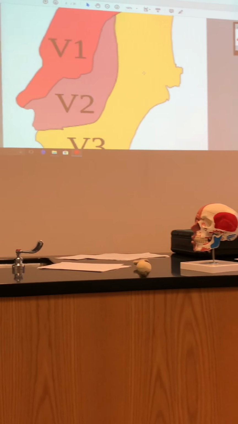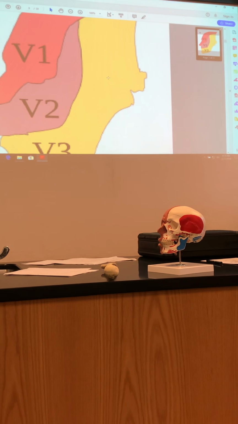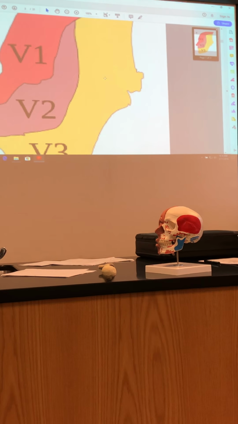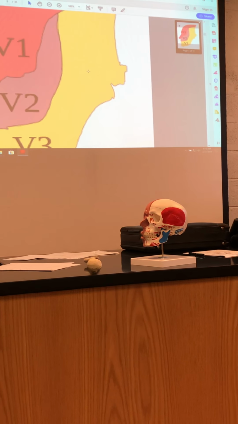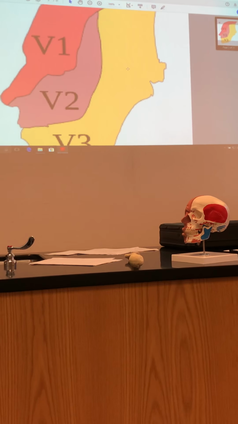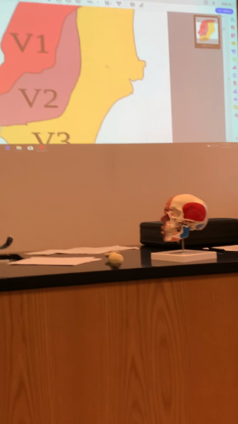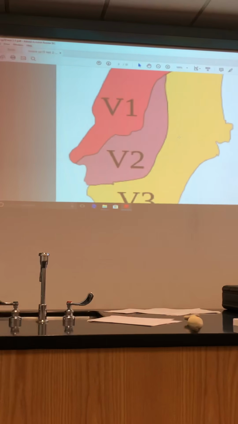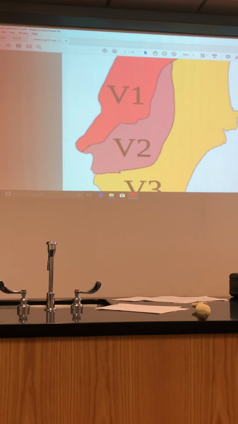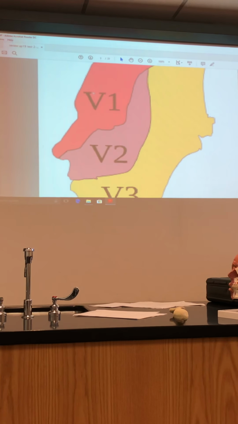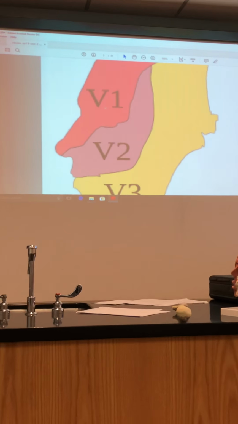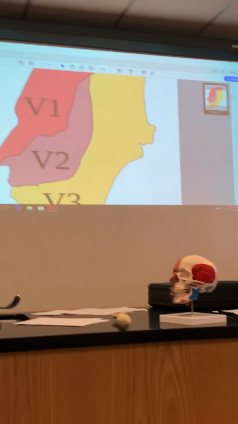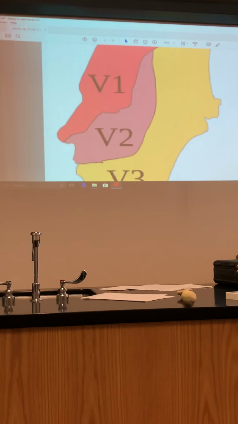Ophthalmic. Can you spell that? Oh boy. O-P-H-T-H-A-L-M-I-C. It's a weird spelling also. It's not spelled how it sounds. But anyways, ophthalmic division, maxillary, and mandibular division of the trigeminal nerve.